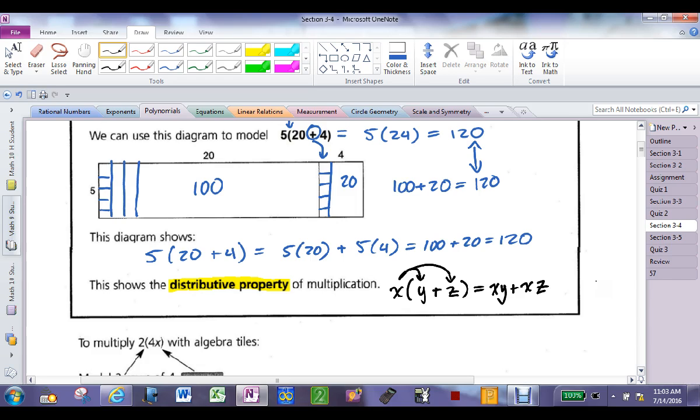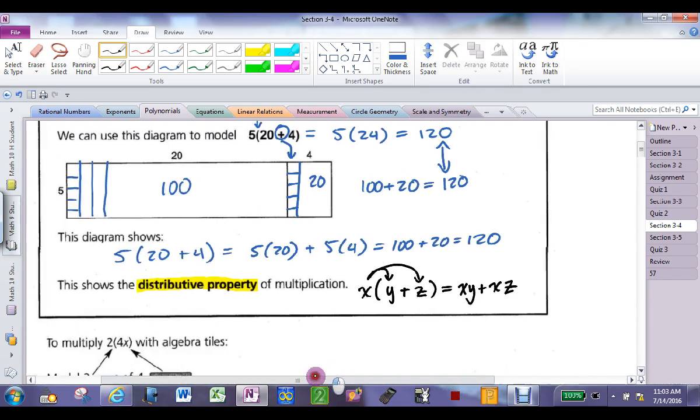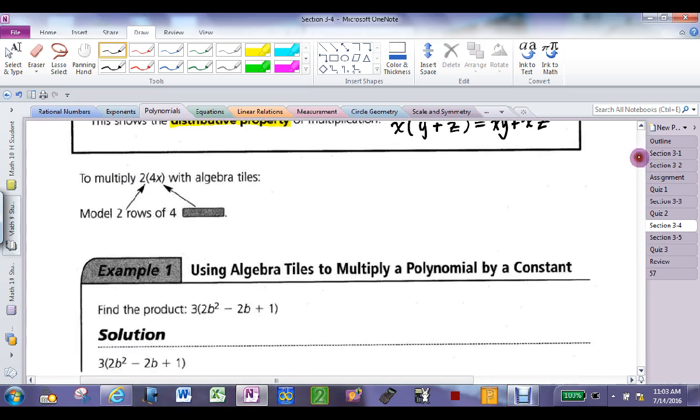Okay? Distributive property. That's what it's called. It gets used a lot. As a matter of fact, we've already used it this year. When? It's in exponents. Remember? 3 times 7 all squared was 3 squared times 7 squared. The squared went to everything. It's the exact same thing as that.